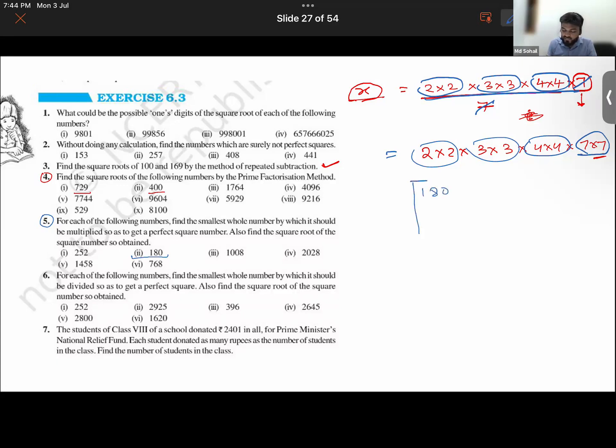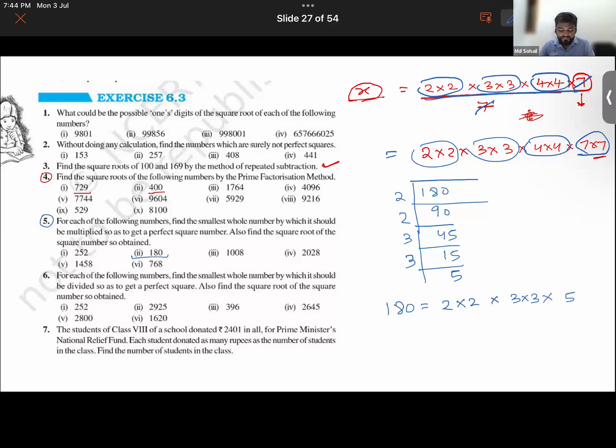All right. Okay, let's factorize this one. So 2 into 90, then 2 into 45, right? Then 3 into 15, again 3 into 5. So 180, its prime factorization is like this: 2 multiplied 2, multiplied 3, multiplied 3, then 5. Okay, is the number 180 a perfect square? No. And what does the question say? By which smallest whole number the number should be multiplied so as to make it a perfect square.